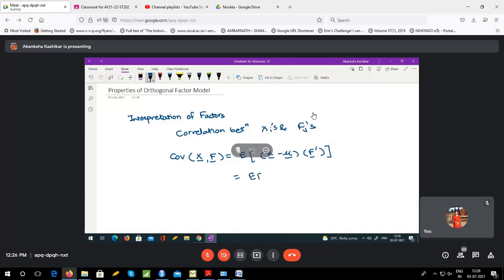Okay. So what would this be? It would be the expectation of (x minus mu) f prime, which I could write as the expectation of x f prime minus mu f prime. Or is there any other way in which I can simplify this? So what I know about my factor model is x minus mu is equal to Qf plus u. Correct? This is my orthogonal factor model. So using this, can I say something about this?